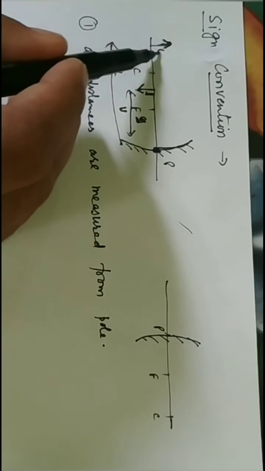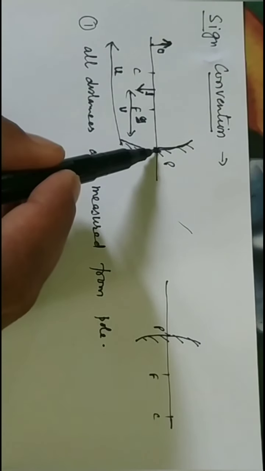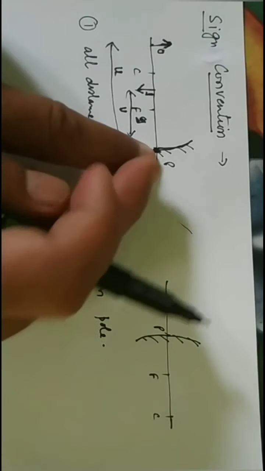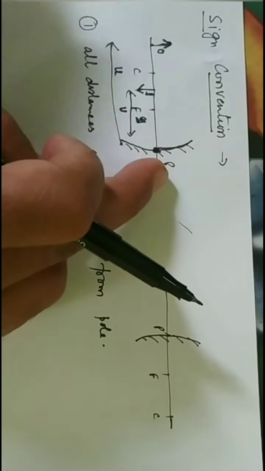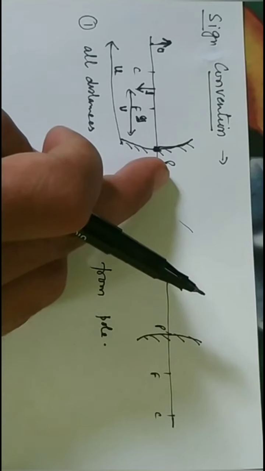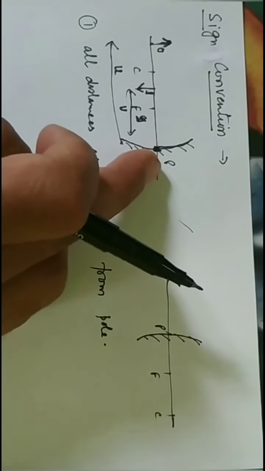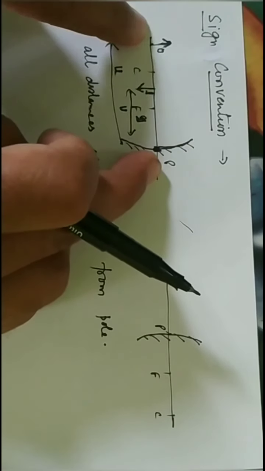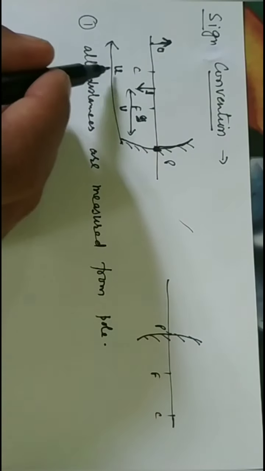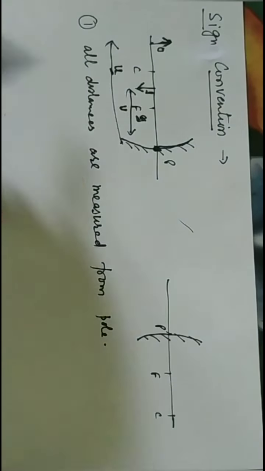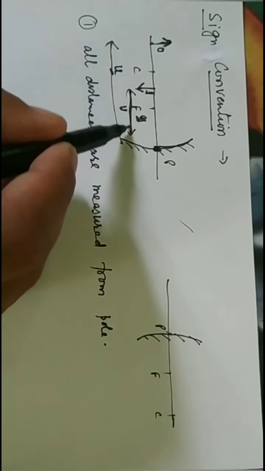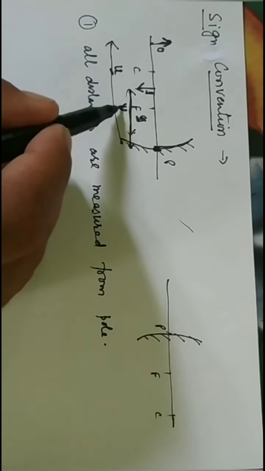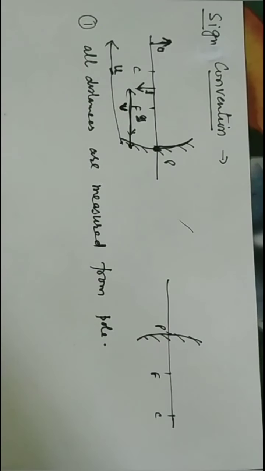Now the distance of this object is measured from this pole. So we start from P to this object. That is the meaning of all the distances are measured from the pole. Our starting point will be P, meaning you start your distance from P to O. That will be your object distance. We generally represent object distance by u, and the image distance from the pole is known as the image distance. We represent it by v. So our first rule is all the distances are measured from the pole.